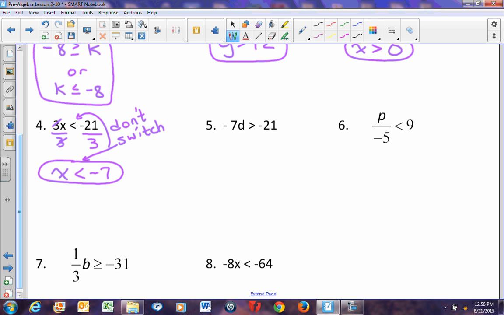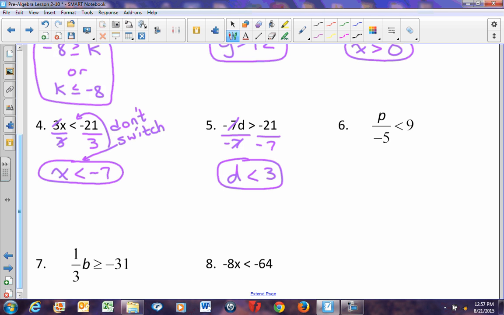Number 5, negative 7b is greater than negative 21. Let's divide by negative 7. These will cancel out, giving us b. We divided by a negative number, so we will switch our inequality sign. Negative 21 divided by negative 7 is positive 3. And we have b is less than 3.